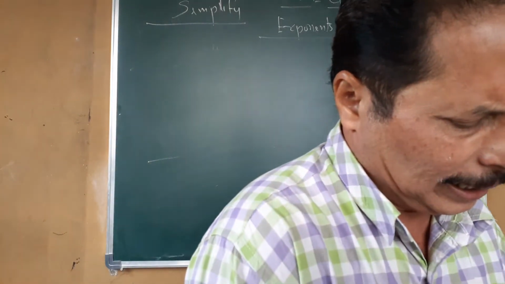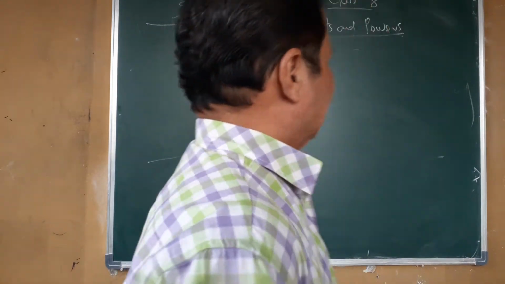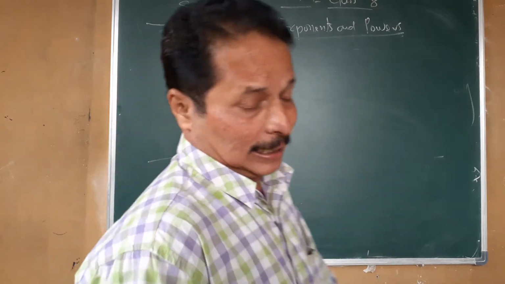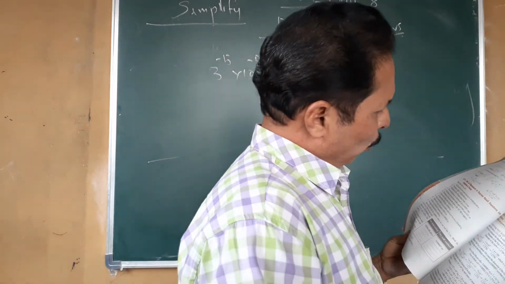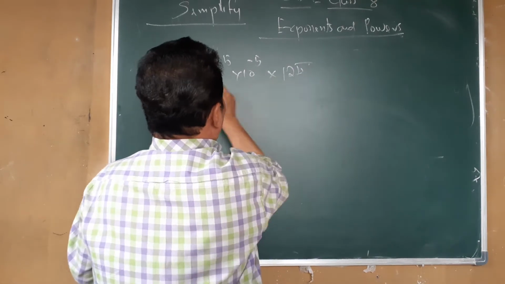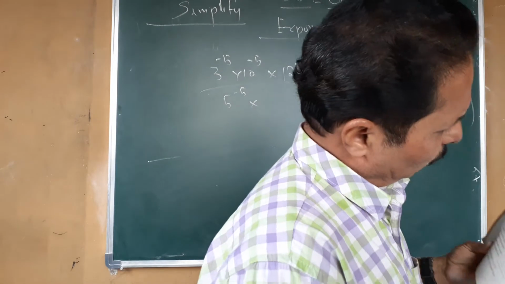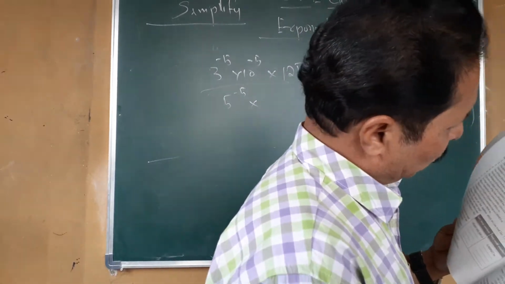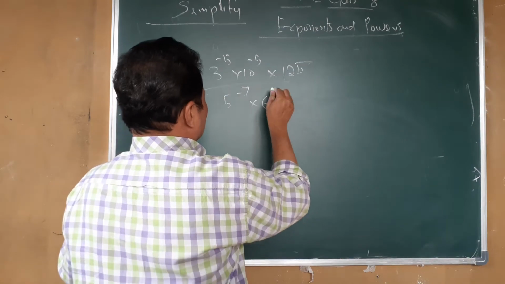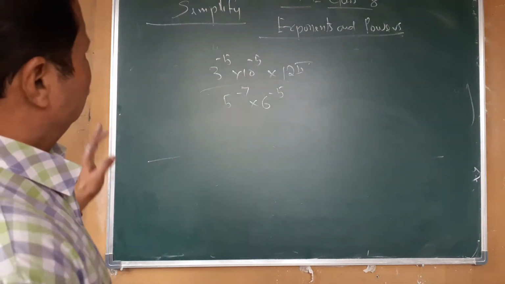One more, that is 3 raised to minus 5 into 10 raised to minus 5 into 125 in the textbook, divided by 5 raised to minus 7 into 6 raised to minus 5. Are you ready? Now look here.